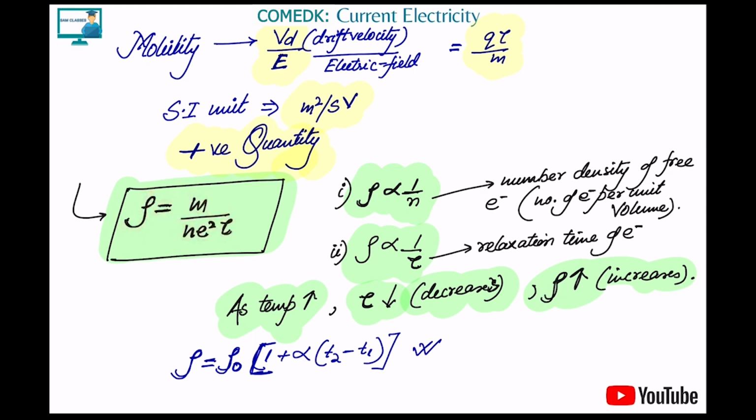Now what is important to understand here is that resistivity is directly proportional to 1 by n. Resistivity is inversely proportional to n. So n is nothing but the number density of free electrons, the number of electrons available per unit volume. So if you increase that, the resistivity will decrease. Resistivity is also inversely proportional to relaxation time. So you need to understand all this. This formula is also important.